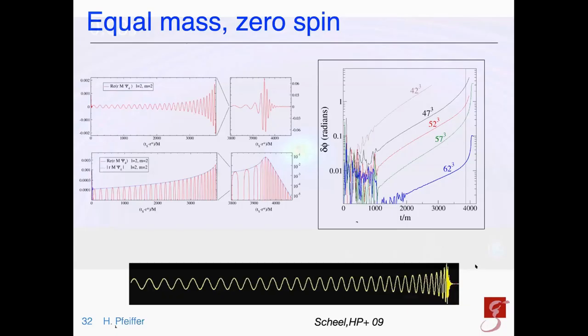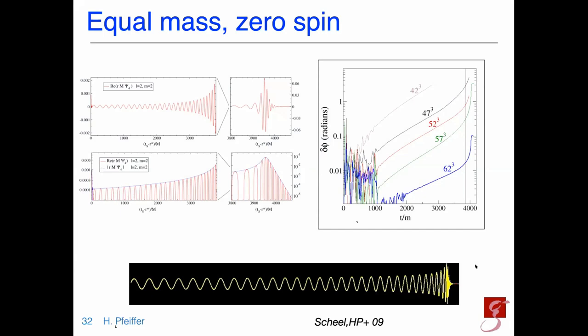The big thing about all these simulations is, of course, making sure they are correct. Here's one of the early convergence tests we did in SpEC. This is for equal mass non-spinning. If we start at low resolution with about 43 cubed grid points, we get a phase error of about 1 radian, and the code actually crashes before merger.